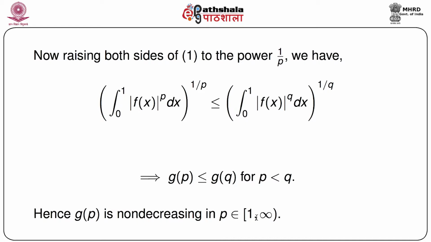Because p is greater than or equal to 1, that's the value of p we have started with. And q is greater than p. So the entire range would be 1 to infinity, with 1 closed. So that's the proof.